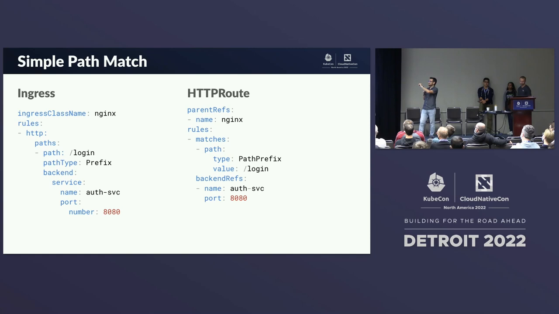Now, if you start at the very top here, you're going to see that an ingress class name meant that the Nginx ingress should implement that ingress resource. In HTTP route, it's a similar concept, but we have a parent refs field, and that points up to a gateway, and that says that I'm going to attach this HTTP route to the gateway named Nginx, and you could attach to any number of gateways, and they'd all implement the same HTTP route. Both of these do exactly the same thing. They do a prefix match on slash login, and they forward traffic to the auth service on port 8080.